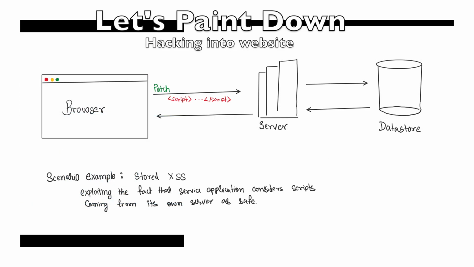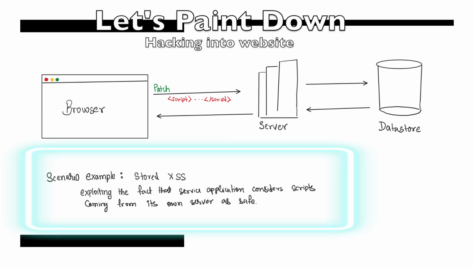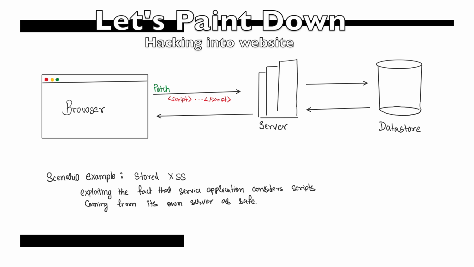So in this example, we have a pretty standard web application service where our clients are sitting on the browser and interacting with our servers, which is connected to a data store. The scenario that we are going to walk through is called stored cross-site scripting, where someone can inject a script and push it to our databases through some form that accepts text, and then the hacker is basically exploiting the belief that everything that comes from our service is safe.